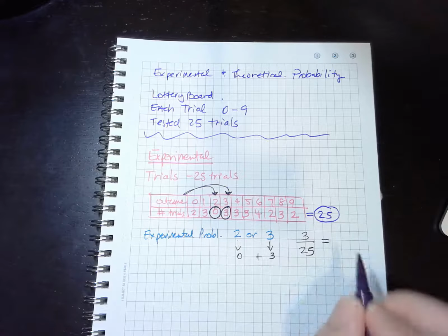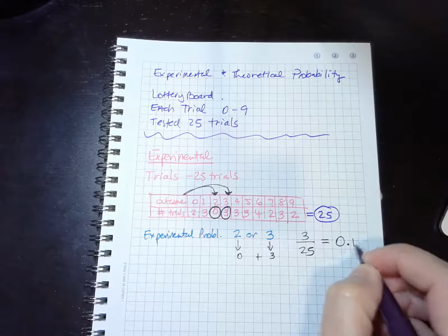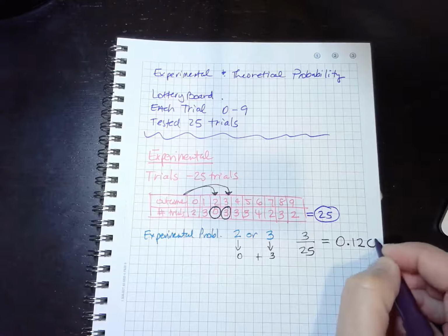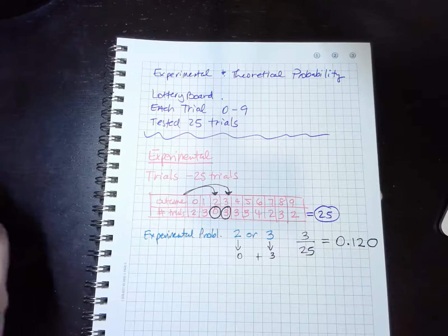And so you're supposed to divide that, because they want it in decimal form rounded to the thousandths place. So I take 3 divided by 25, and I get 0.12, but since they want it to the thousandths place, I'll put that 0 on the end. So that is my experimental probability.